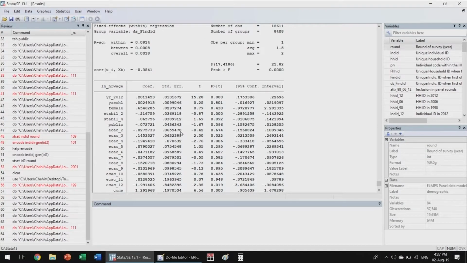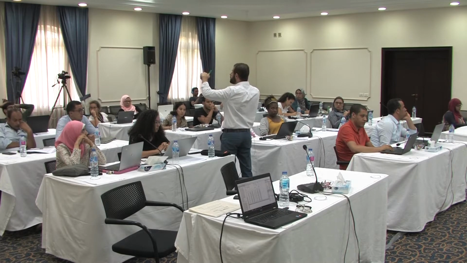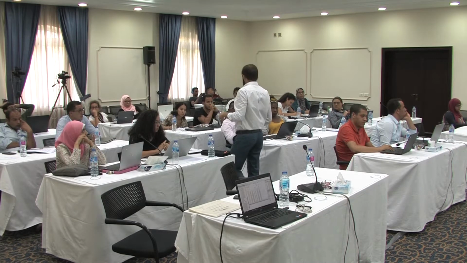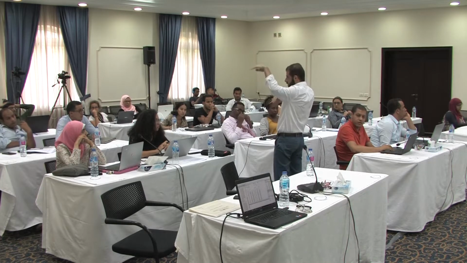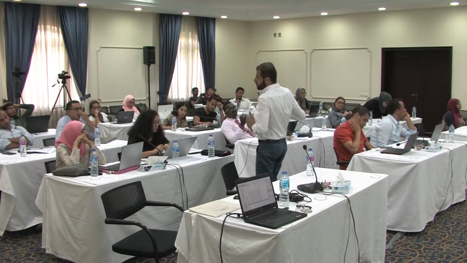What does the R square within mean? Within is specific for a particular individual over time. Okay, and between? Between rounds. Between, here in this case, it will be between individuals, right? So part of the variation is explained by what happens across time for the same individual, and part of the variation is explained by the fact that individuals themselves differ from each other.